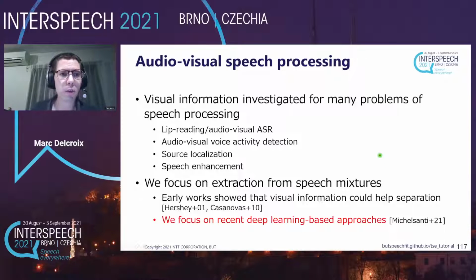So visual information is investigated a lot in the speech processing field. For example, there's lots of work on lip reading or audiovisual ASR, or using audiovisual voice activity detection, source localization, speech enhancement, and so forth. And of course, here we focus on the problem of extraction, where we extract from a speech mixture. And I want to emphasize that there are early works that show that visual information could be helpful for separation. But here, again, we focus on the most recent deep learning-based approaches.